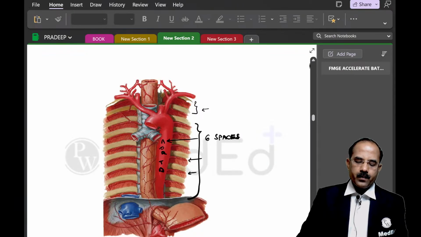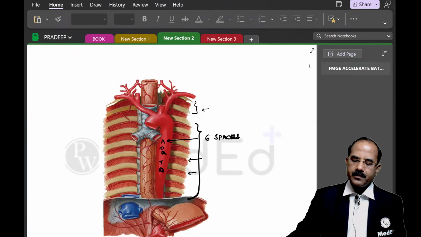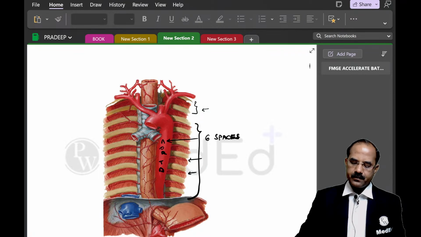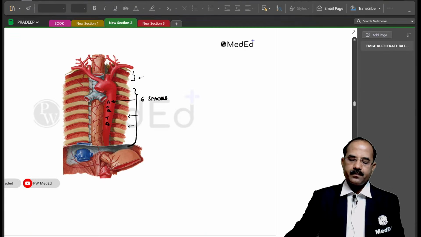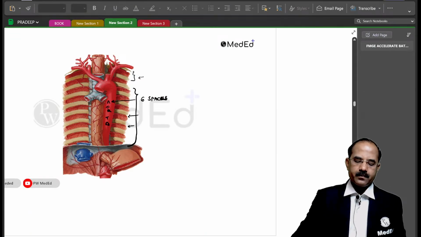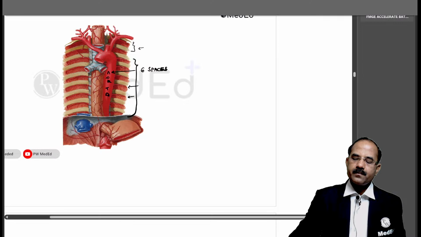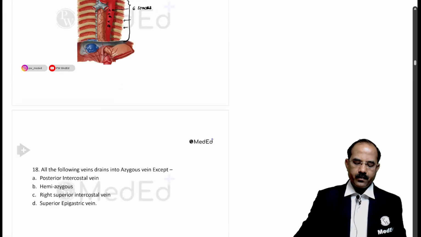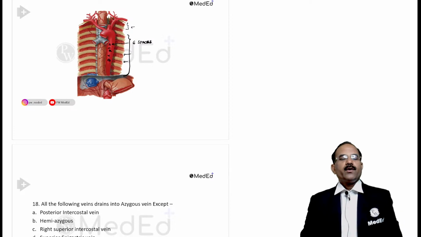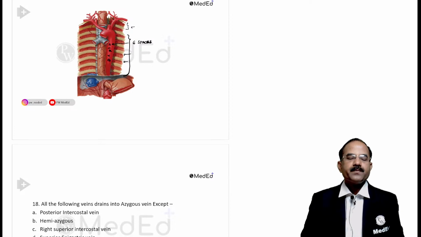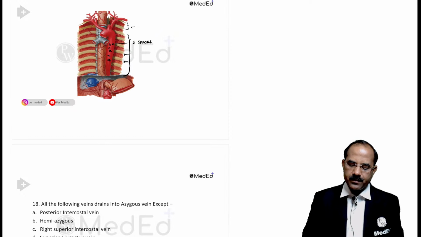Just one moment. Okay, fine. Okay, perfect. Come on, going to the next MCQ. Students, are you all following this? Are you all able to follow this? Come on, going to the next MCQ.